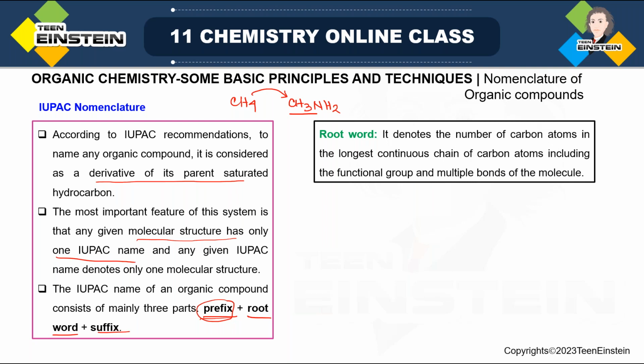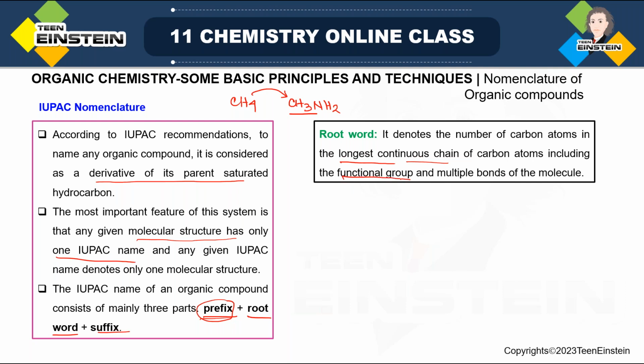So what is root word? First we'll see the middle point, which is root word. It denotes the total number of carbons, not the total number of carbons in the molecule, but the total number of carbons in the longest continuous chain of carbon atoms. And this longest continuous chain must include the functional group if present.